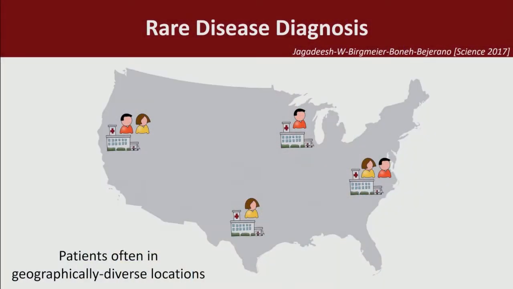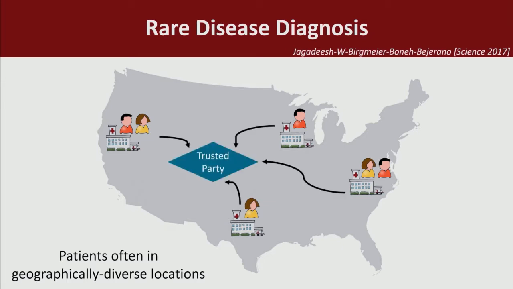However, there are some complications in practice. Today, patients often live in geographically diverse areas. And because of the focus on rare diseases, any single medical institution or hospital might only have 1 or 2 patients. They don't have sufficient data to carry out the analysis needed. As a result, in order to perform these computations, patients essentially have to entrust their genome to some central facility or some trusted party who will then carry out this computation.